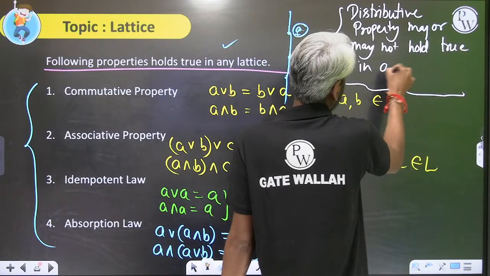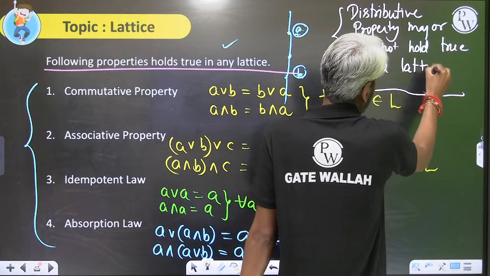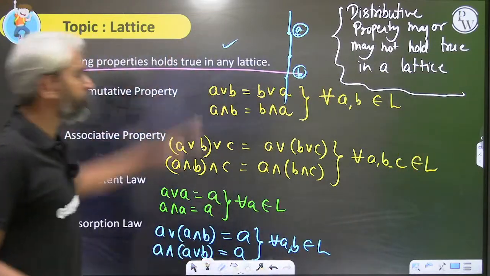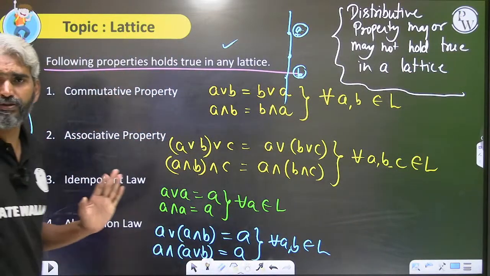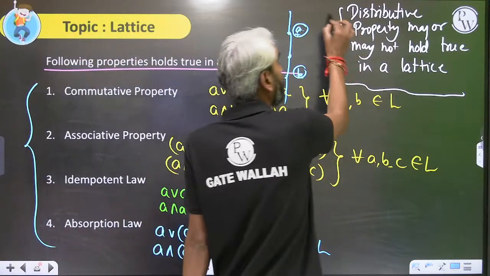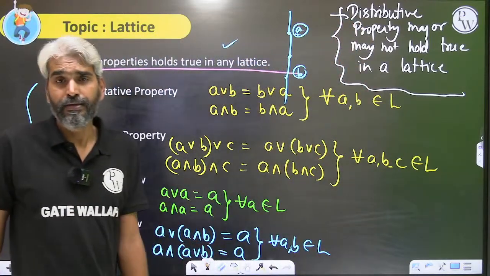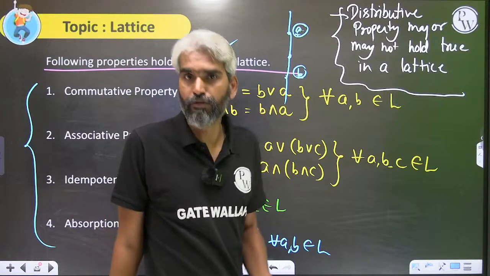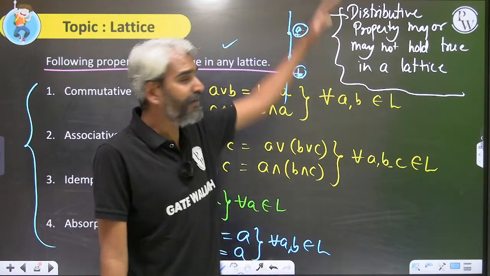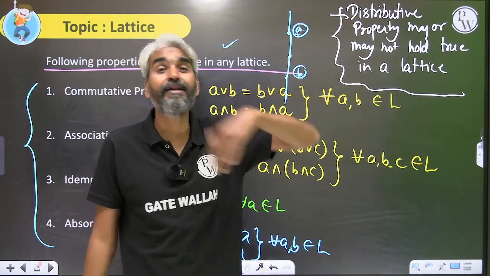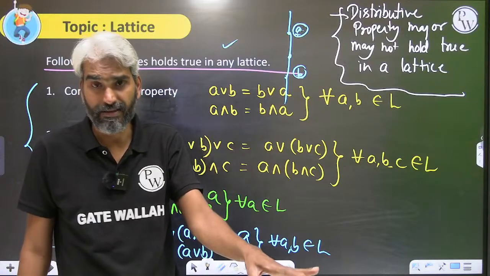What does it mean? These four properties will always hold true. Along with that, if the distributive property is also valid, then it will be called a distributive lattice. If there is any triple for which the distributive property does not hold true, then it will not be a distributive lattice. So we'll talk about that.